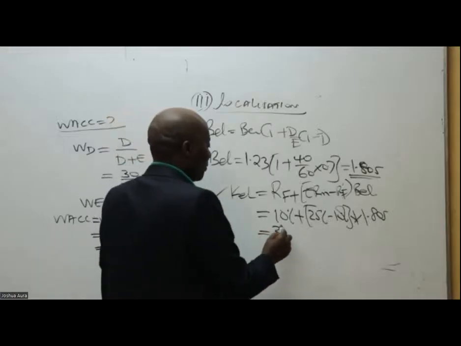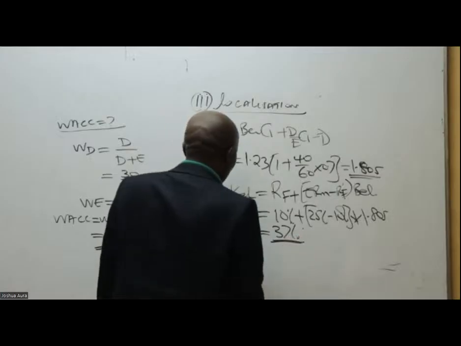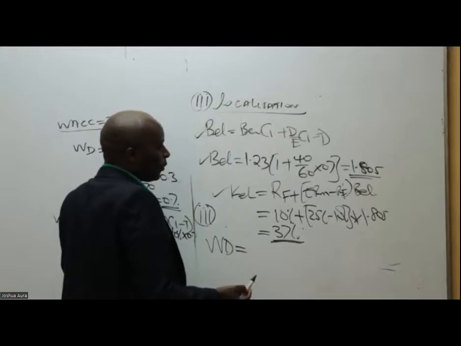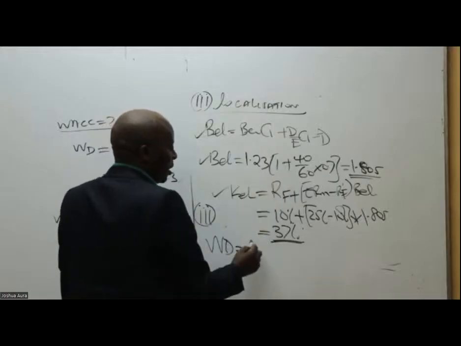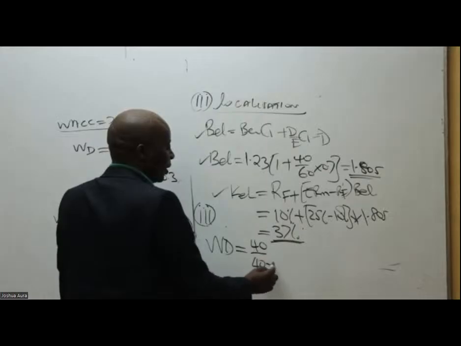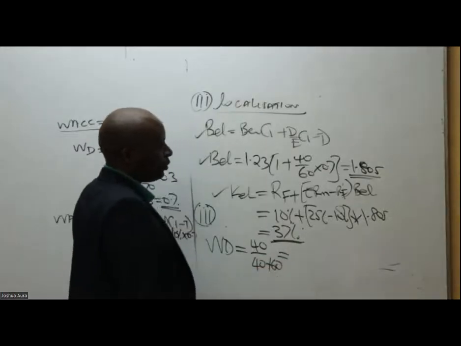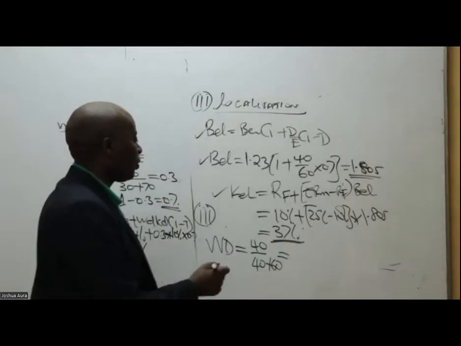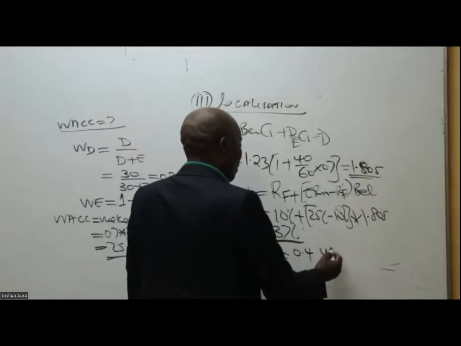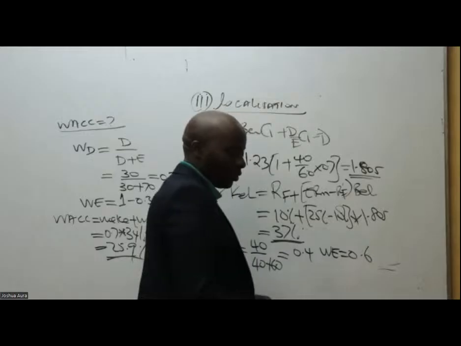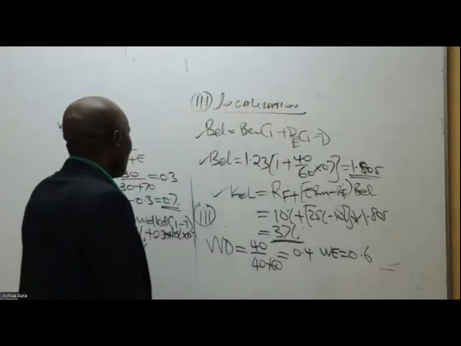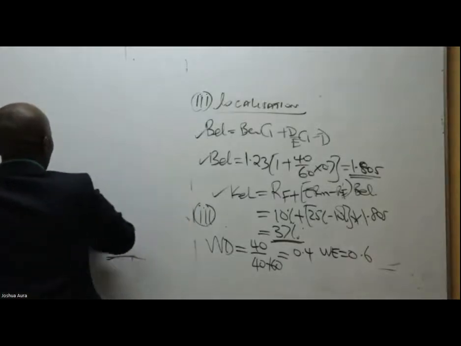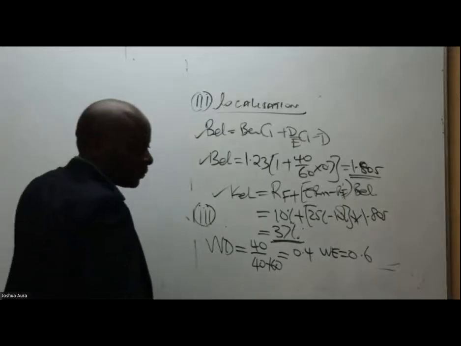37%. And then, ladies and gentlemen, go ahead and give us WD, weight of debt. Weight of debt is 40 over 40 plus 60. It will be 0.4. Thank you very much. And if debt is 0.4, then weight of equity will be 0.6.